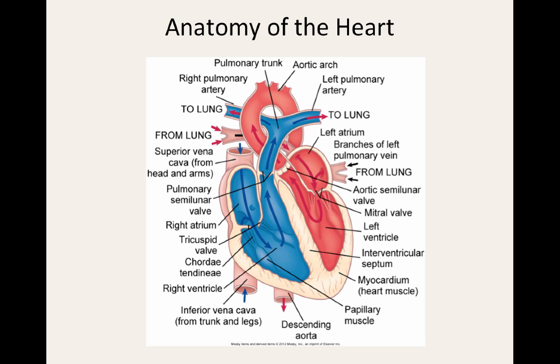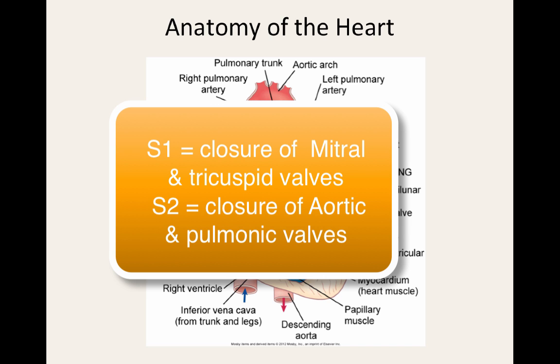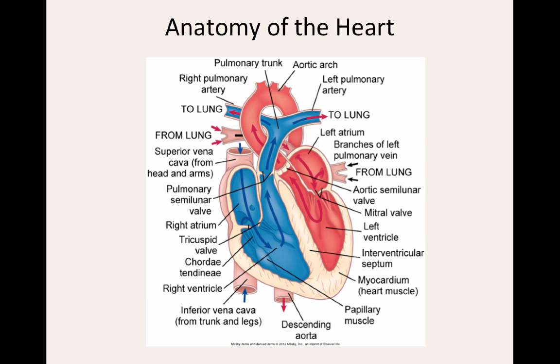Your heart sounds, your S1 and S2, are the primary heart sounds that you're listening for. Those come from the snapping shut of the AV valves, your mitral and tricuspid valves, and the semilunar valves. So your S1 comes from the AV valves being closed, your mitral and tricuspid, and your S2 then comes from your semilunar valves, which is your aortic and pulmonic valves, snapping shut. So those heart sounds that you hear are the opening and closing of the valves.